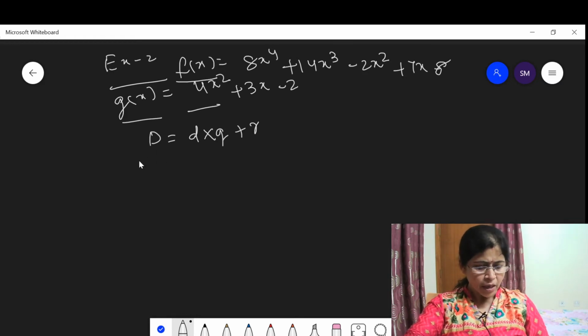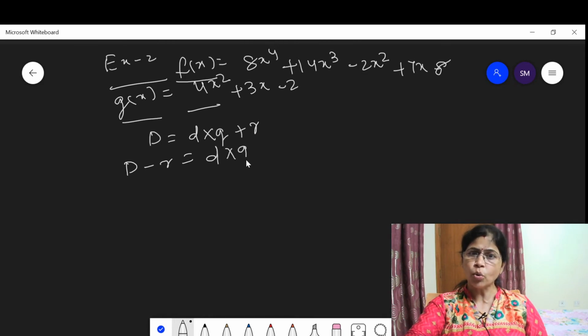This means, as you know, dividend minus remainder is equal to divisor into quotient. Then let us find out what the remainder will be.